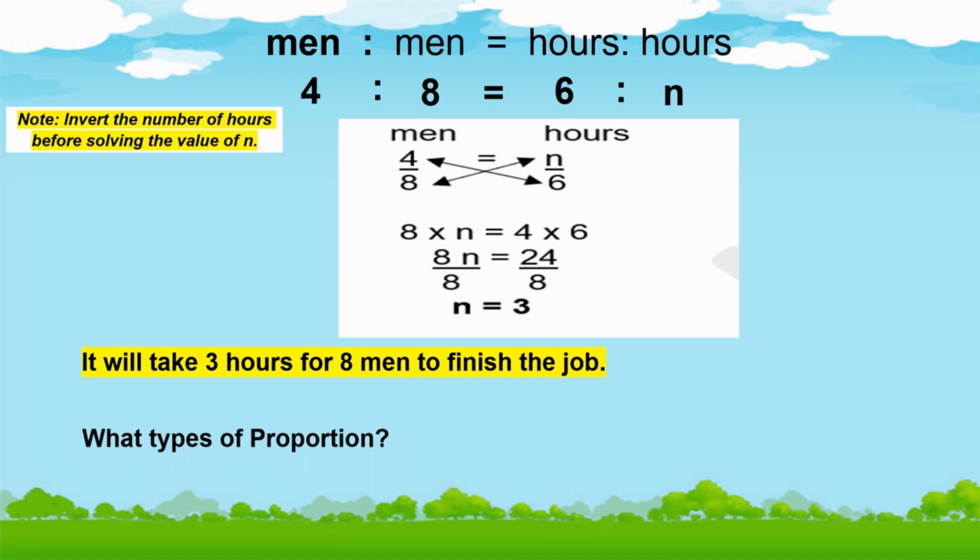Okay? So what type of proportion is this? It is an inverse proportion. Okay, why inverse proportion? Because an increase in one quantity results in a decrease in another quantity.